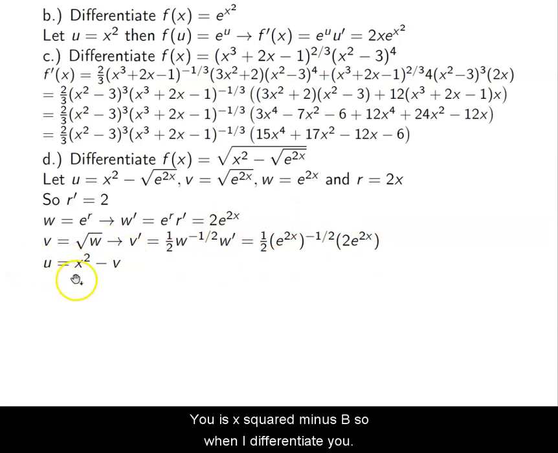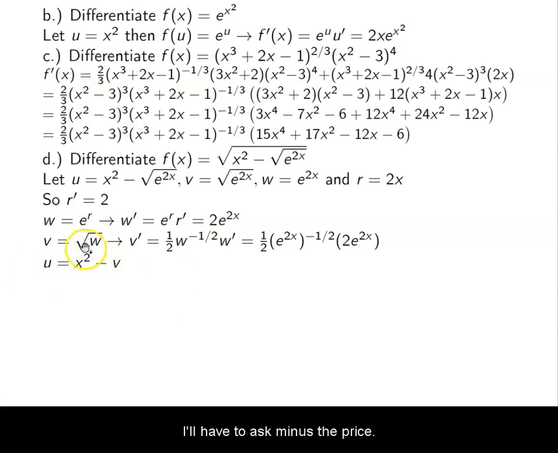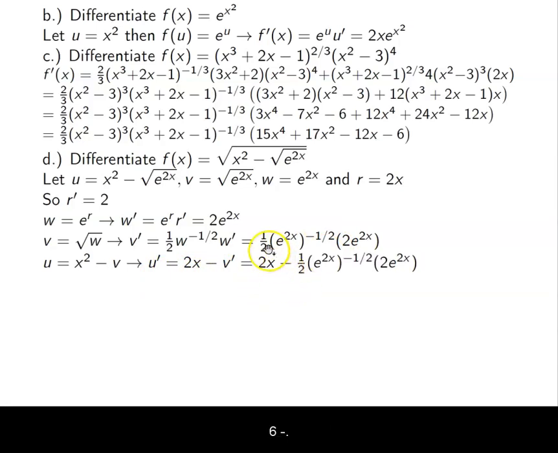U is x squared minus v. So when I differentiate u, I'll have 2x minus v prime. V prime, we have all of v prime here already. Okay, so 2x minus v prime, or 2x minus this whole thing. I'm not going to repeat it. I plug that whole thing into the square root, right?